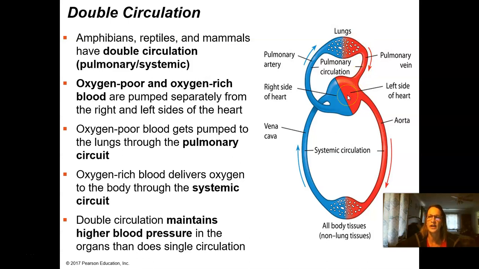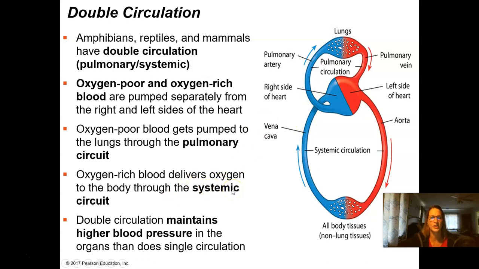The systemic circuit occurs out of the left side of the heart, and you've got oxygen-rich blood, which leaves the heart and gets pumped to the rest of the body, any of the places that need oxygen-rich blood, so that in these capillary beds, it can exchange the oxygen-rich blood with the cells that need it. And then at the end of that, the oxygen-poor blood will come back to the heart to finish the systemic circuit.